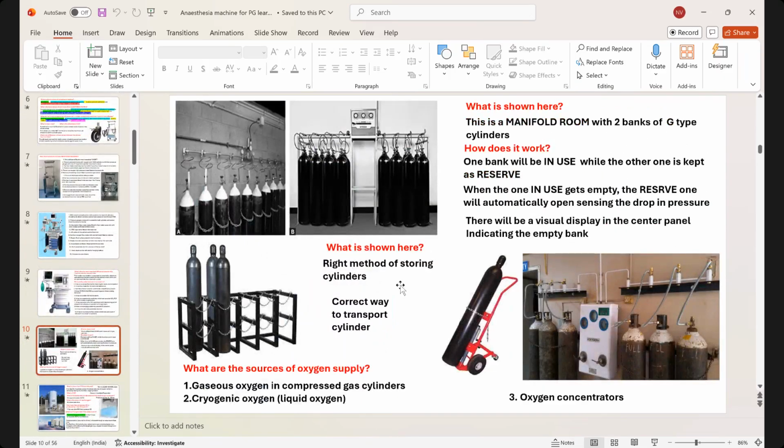And we saw about the source of the gases, how it was delivered from big cylinders stacked in a room called the manifold room, which is far away from the areas of delivery of gases. But it had a reserve bank and a bank in use, and then the correct method of storing the cylinders and transporting the cylinders, and how the panel automatically switches over from one bank to another when the bank becomes empty, and how you have to replace that.